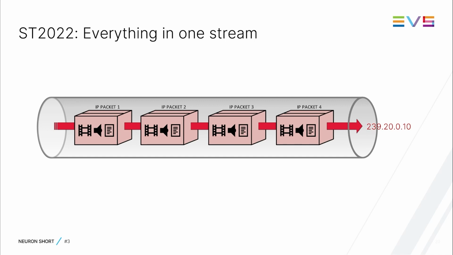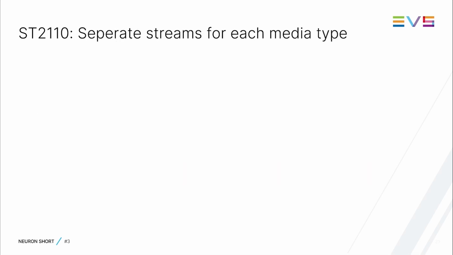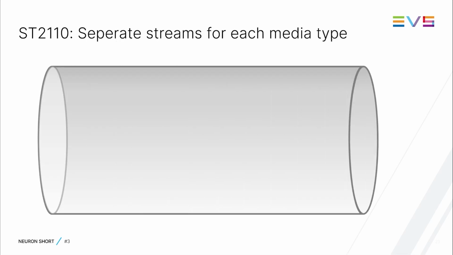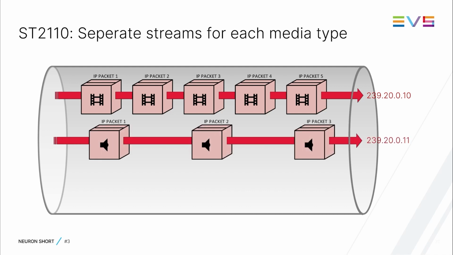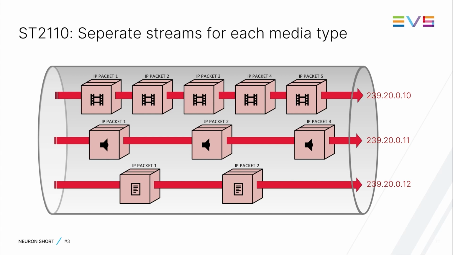In ST2110, the video, audio and auxiliary data is distributed in separate streams. An ST2110-20 stream contains only the video. ST2110-30 streams contain only audio. ST2110-40 streams contain metadata, etc.